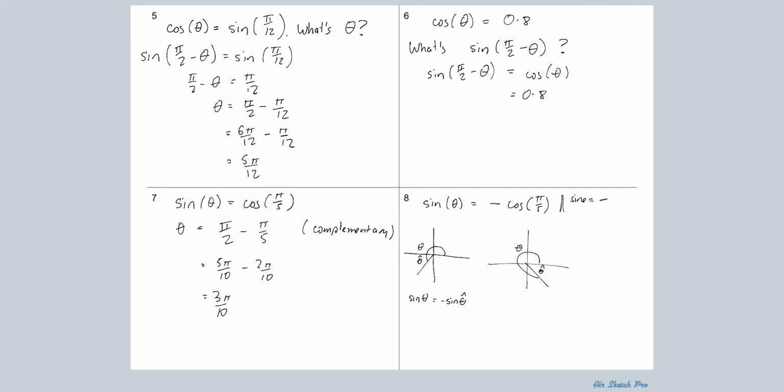What I'm saying here is that cos of pi on 5 is a value, and it doesn't matter what it is yet. But negative cos of pi on 5 means the angle must be either here, all the way around here, or all the way around here. Now, if we can work out what theta hat is, then we are good to go.